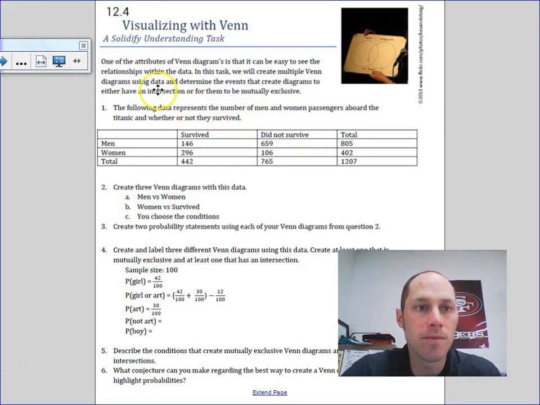Venn diagrams today. One of the attributes of Venn diagrams is that it's easy to see the relationships within the data. So in this task, we'll create multiple Venn diagrams using data and determine the events that create those diagrams that either have an intersection or whether they are mutually exclusive, which means there's no overlap between the two categories.